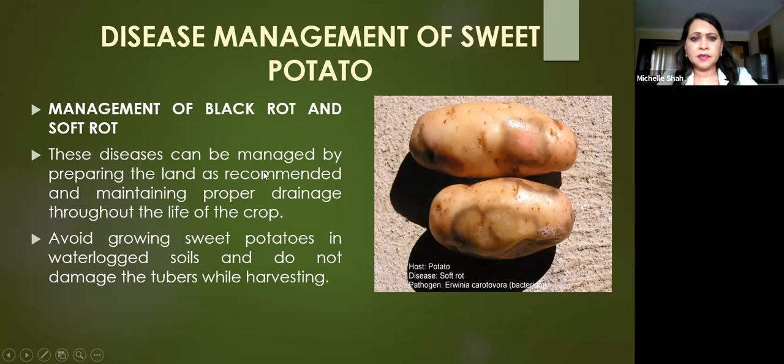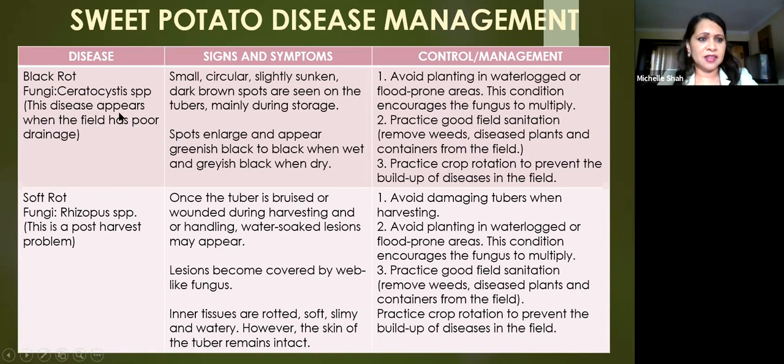We have a table showing the disease management practices, and we have signs and symptoms, which I discussed earlier, about the black rot and the signs and symptoms of the soft rot. The control practices, as I said, basically are avoiding planting in waterlogged areas, good field sanitation, and good crop rotation, which prevents buildup of disease in the field.